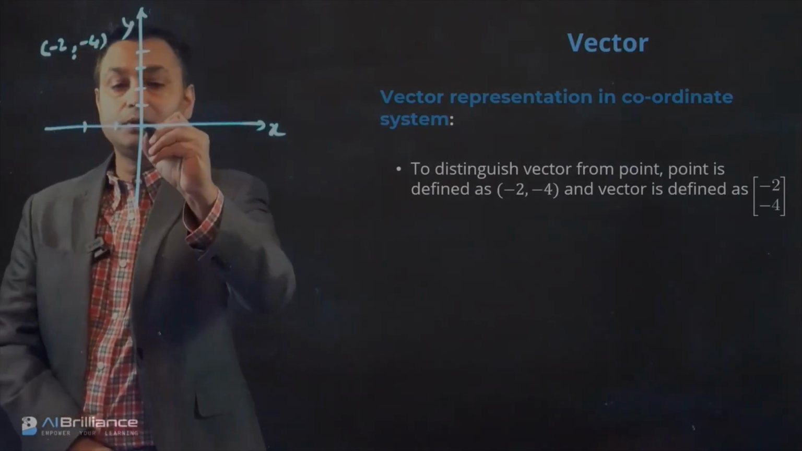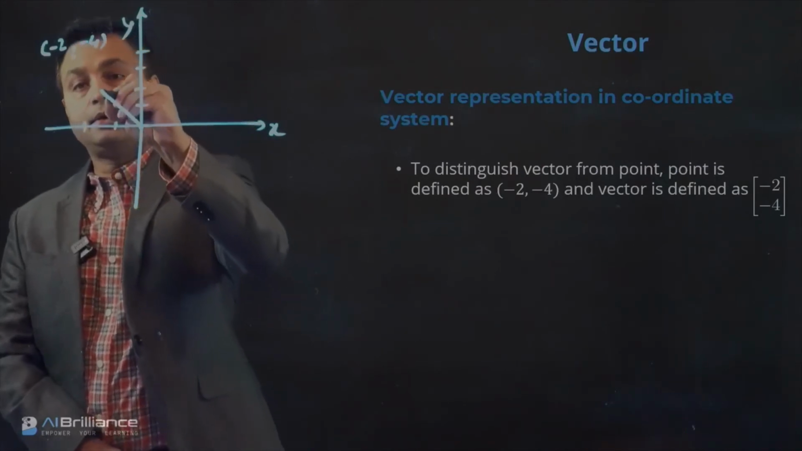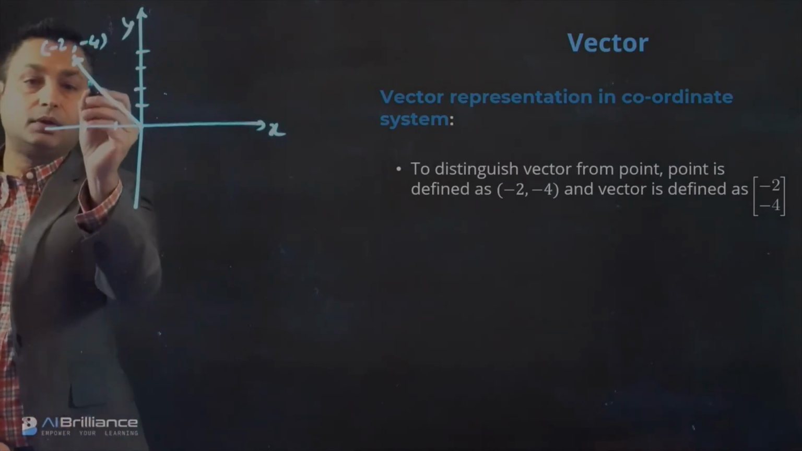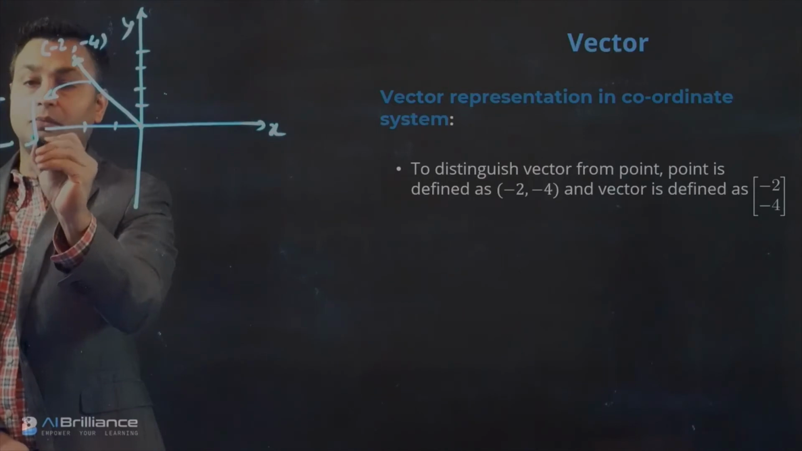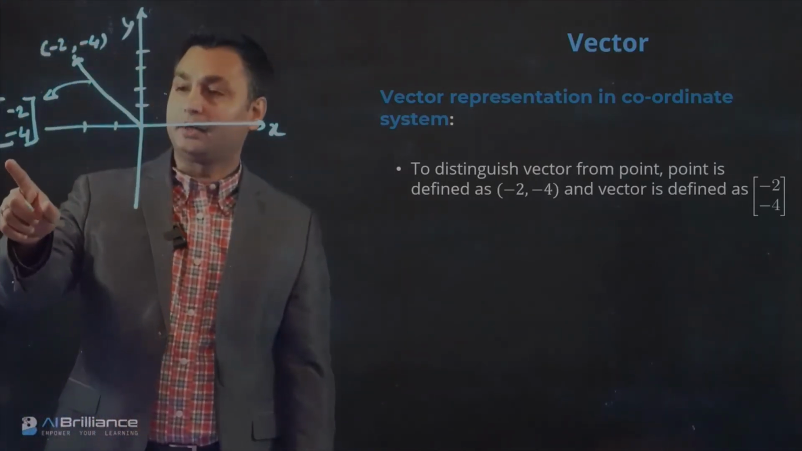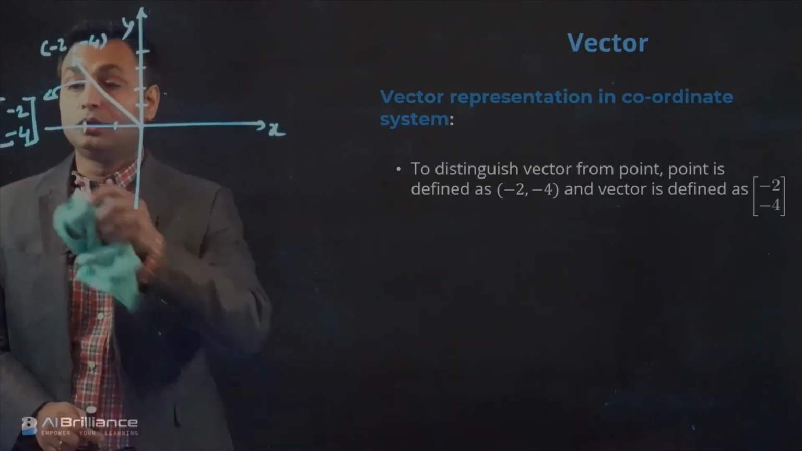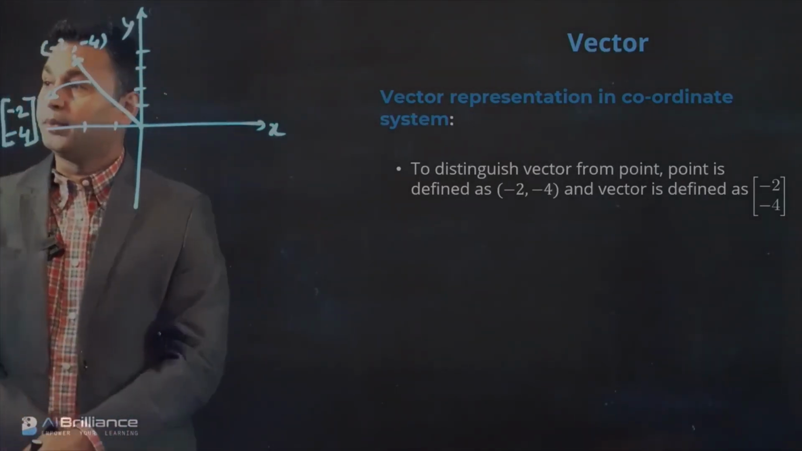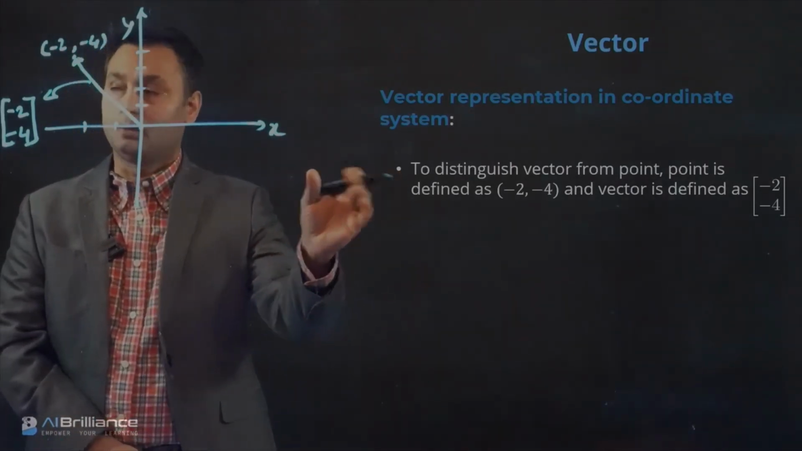So if I'm representing a point, then I will be writing -2 and -4 in round brackets. Whereas if I'm representing a vector which has a tail at the origin and tip at -2, -4, this vector will be represented by [-2, -4] in square brackets. So the main difference is we are using square brackets to represent a vector, whereas we are using round brackets to represent a point.